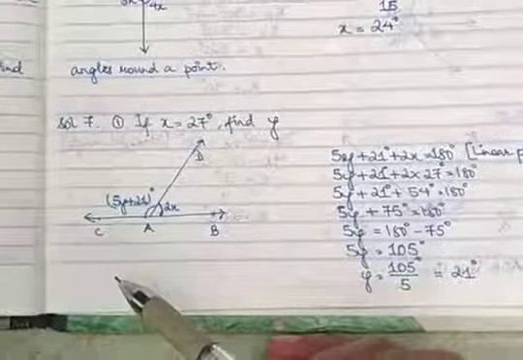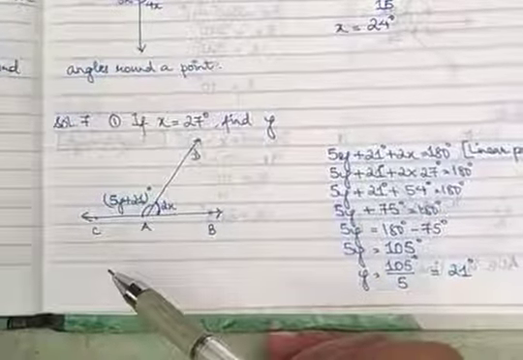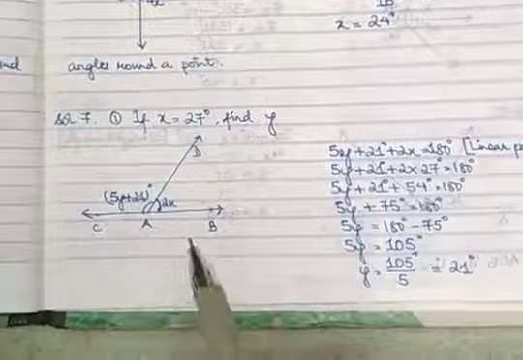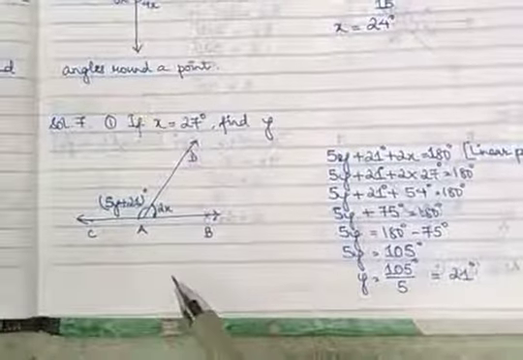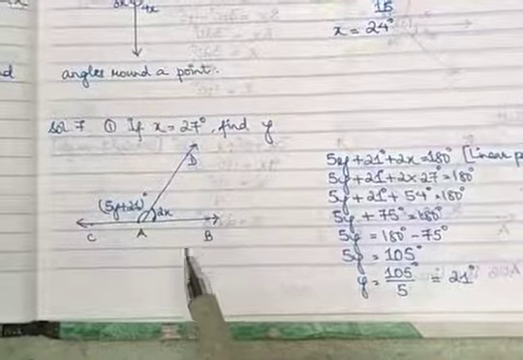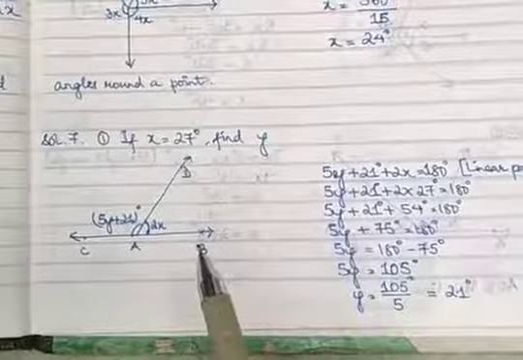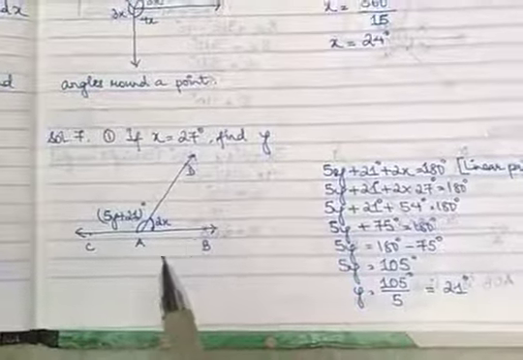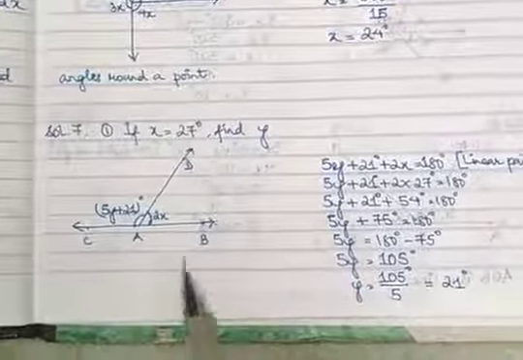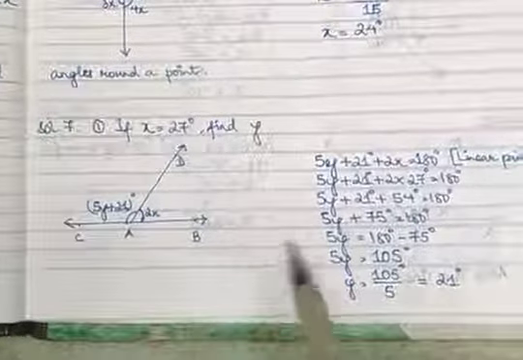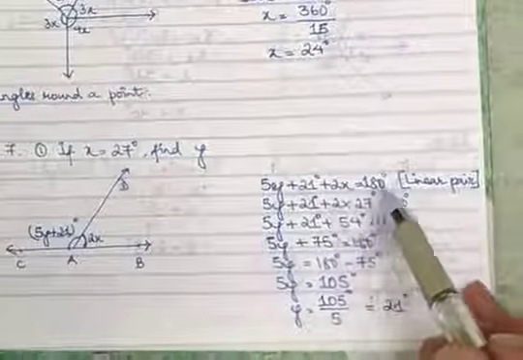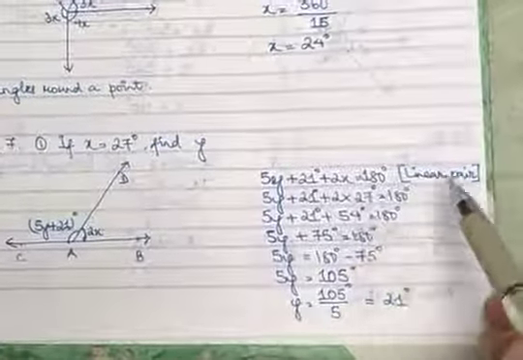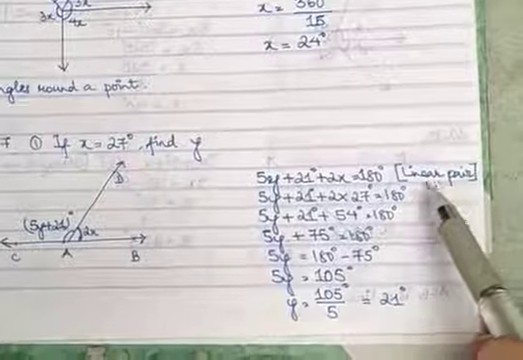But what did I tell you? Linear pair is the most genuine reason. The others are also genuine, but when you write, if you write linear pair, then it will be according to the rules as well. So that is what I have done here. See, 5y plus 21 degrees plus 2x equals 180 degrees. Now the condition was linear pair, as I have already told you, so therefore I have written linear pair out here.